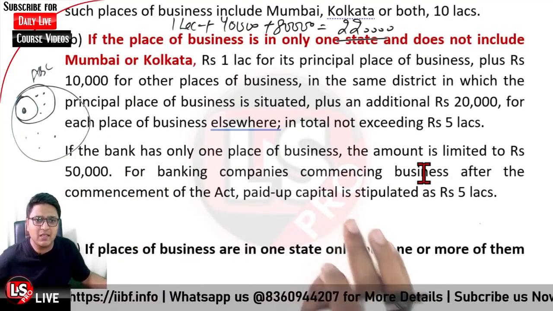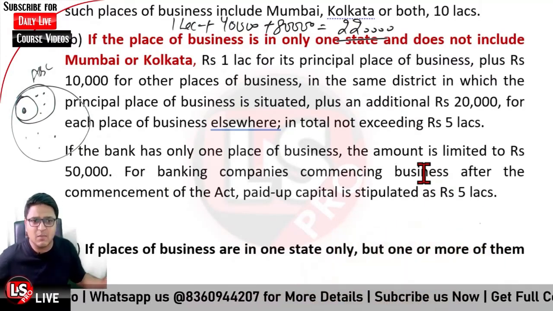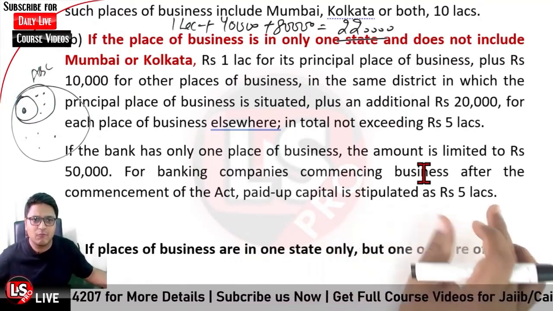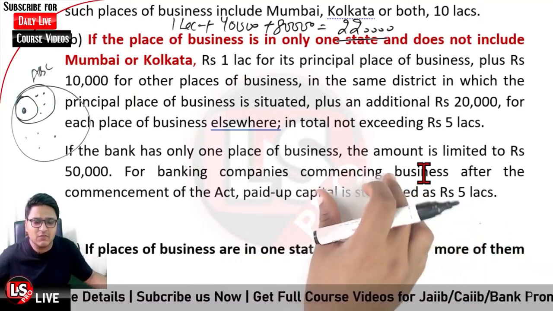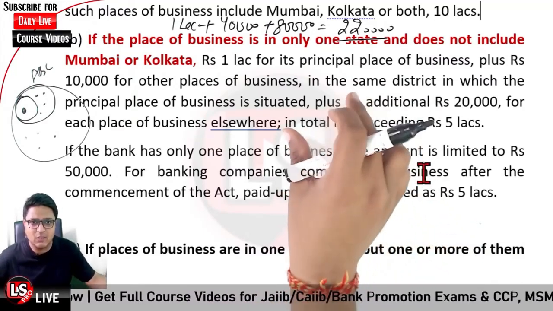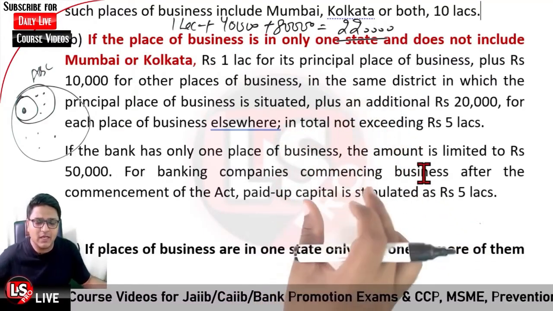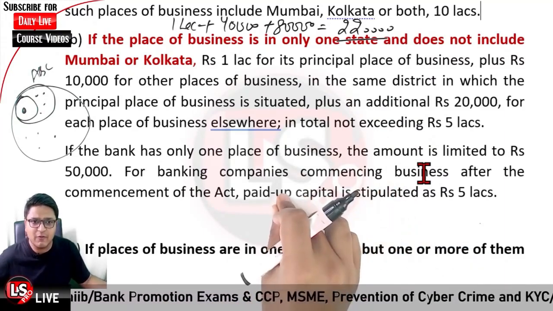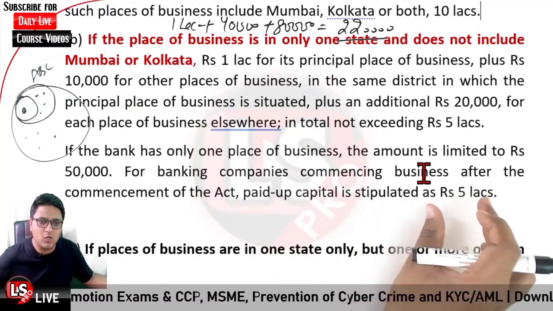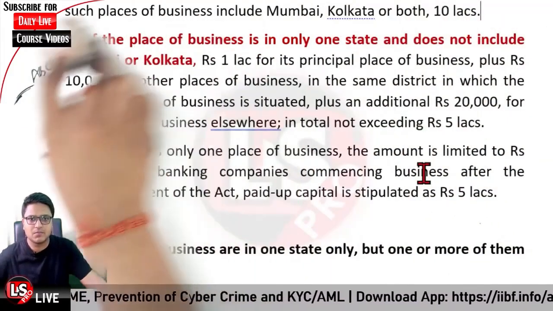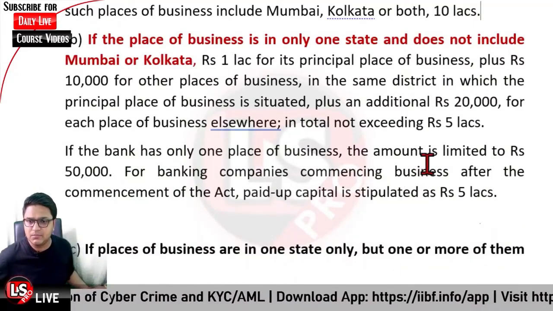Okay, for banking companies commencing business after the commencement of the act, the minimum paid up capital stipulation is 5 lakh. So for the banks which have already commenced before this act, the earlier point will be valid, and for the other banks which have commenced their business after the commencement of the act, in that case the 5 lakh amount is stipulated. Okay, is it clear?